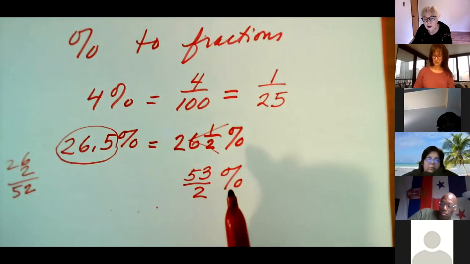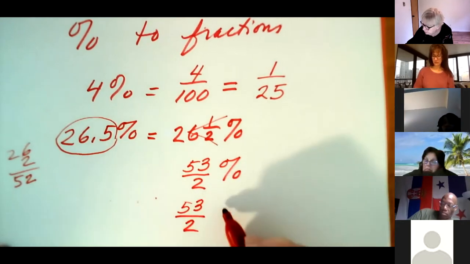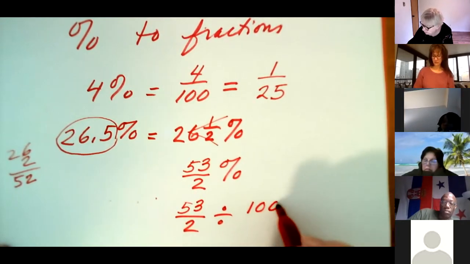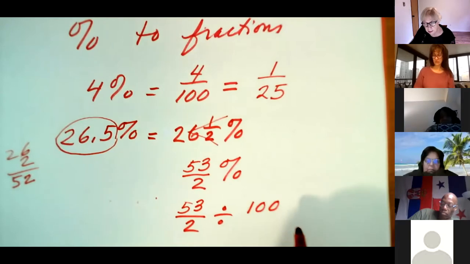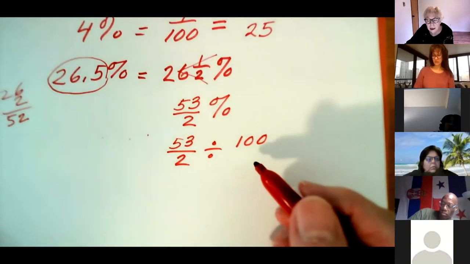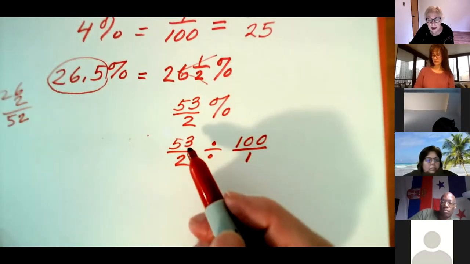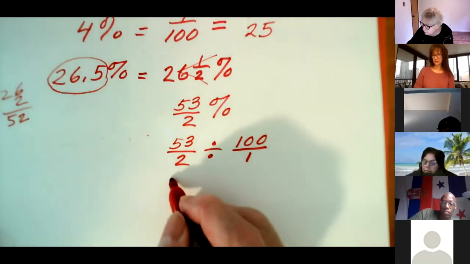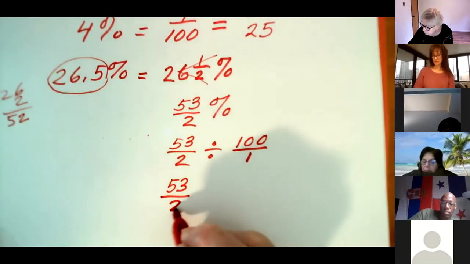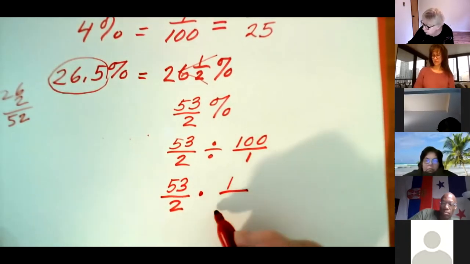Now, if you remember, percent means divided by 100. So we've done this before. We know percent means dividing by 100. We're trying to get it into a fraction. And so what we need to do is rely back on whatever we did previously. Remember what needs to happen. This number has to invert. This has to go to multiply, and the first number does not change. 53 over 2, multiply 1 over 100.